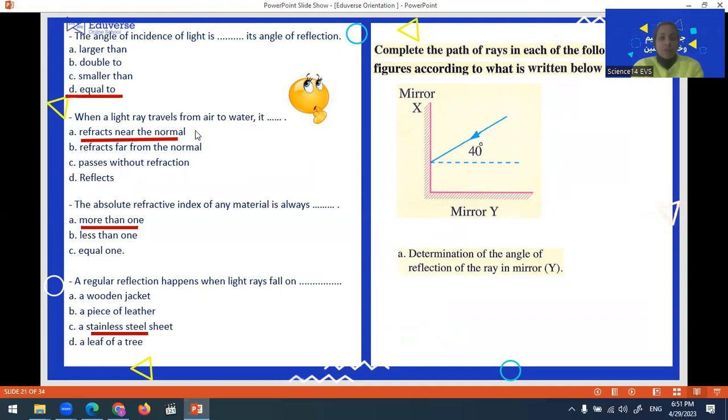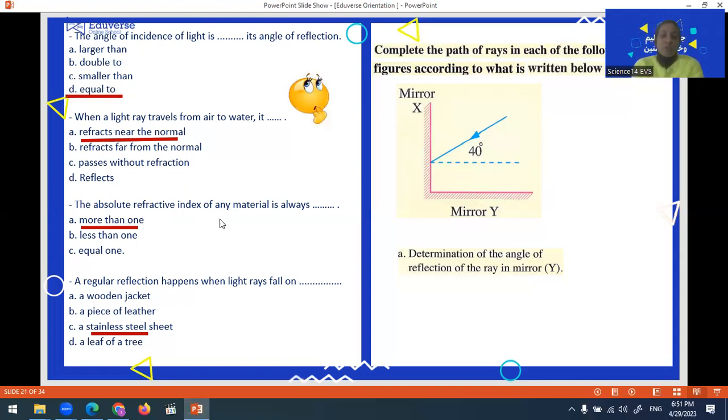When a light ray travels from air, low optical density, to the water, higher in its optical density, it is like a crowded place: I will move like this to avoid the people, to pass through the people. So it will refract near to the normal.